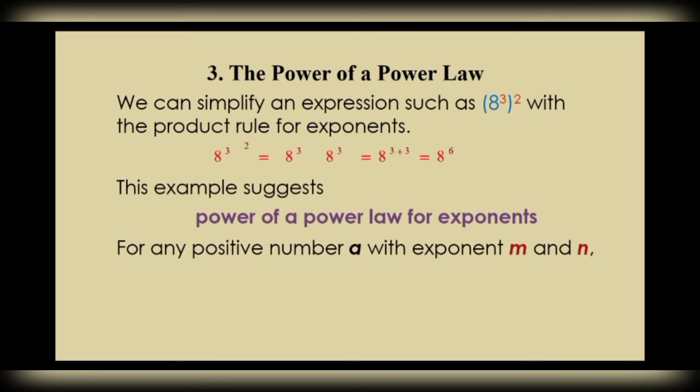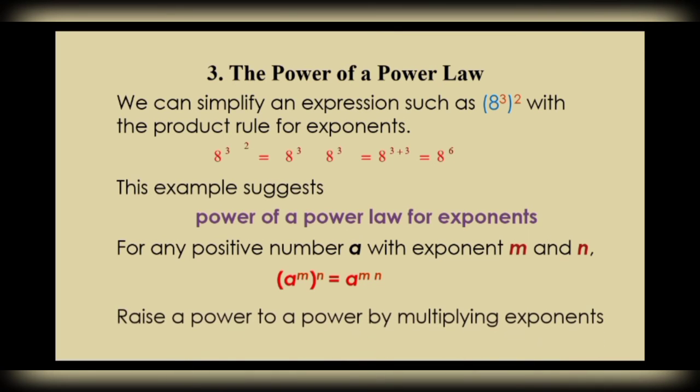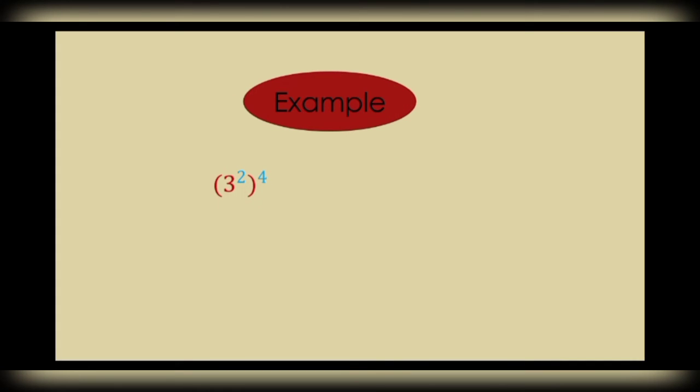Now this example suggests the power of a power law for exponents. For any positive number a with exponents m and n, a to the power of m whole to the power of n is equal to a to the power of the product of these two exponents, m into n. Here we raise a power to a power by multiplying the exponents. Now look at the example. 3 to the power of 2 whole to the power of 4 is equal to 3 to the power of the product of these two exponents. 2 4s are 8. So the answer is 3 to the power of 8.